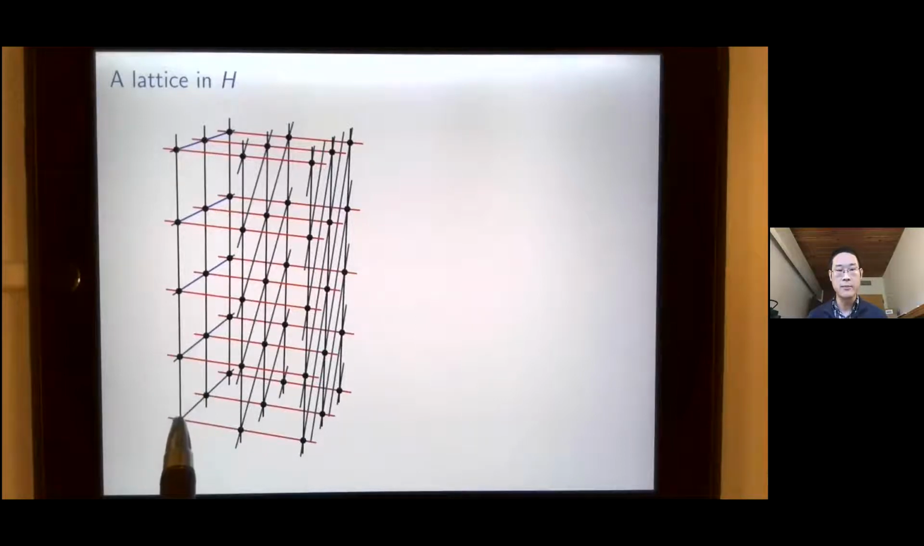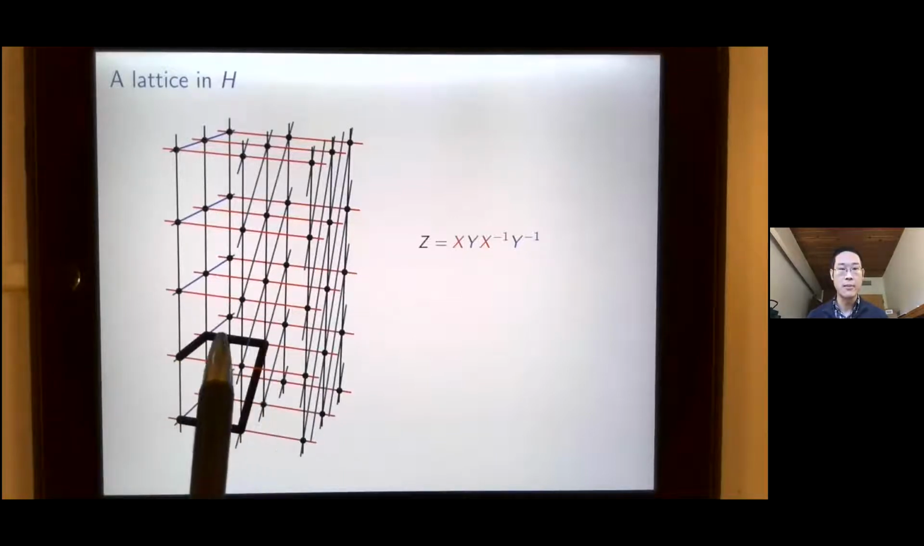X and Z commute, because if you multiply X, Z, X inverse, Z inverse, you get back to where you started. And the commutator, X, Y, X inverse, Y inverse, is equal to Z, corresponding to the fact that when you go around a spiral like this, you go up one step in the Z direction. And those spirals are really important to the geometry.